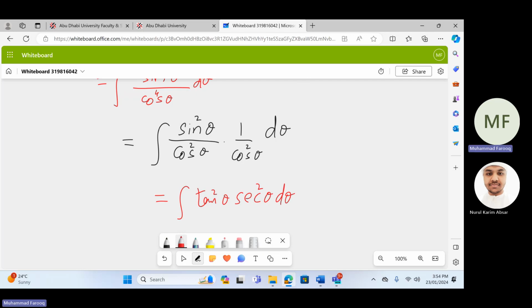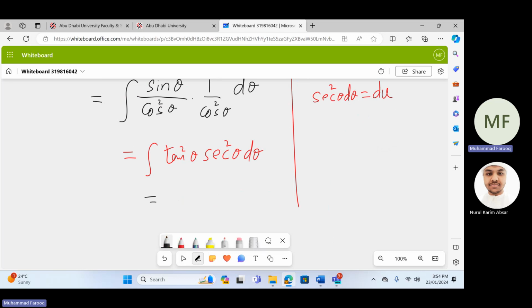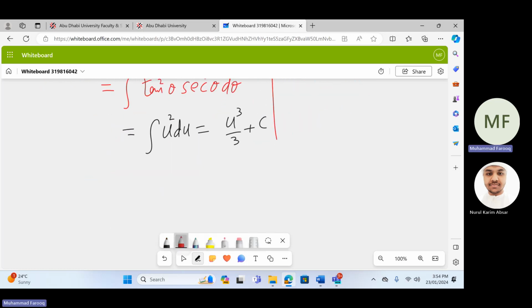And this will be 8.3. Now, what do we take as u? Yes, now we take tan theta as u, and we have secant square theta d theta equal to du. So because tan is u, it becomes u square du, which is now u cubed over 3 plus c. Then what is u? U is tangent. So we have now tangent power 3 theta over 3 plus c. Now you have to put back tan theta. So what is the solution?